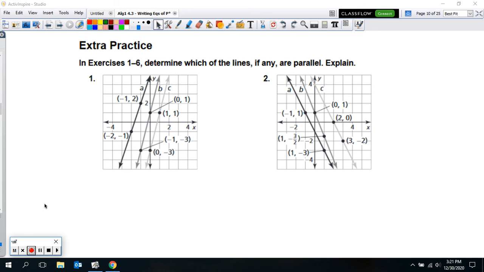Okay, so we start on the top of page 109 looking at this extra practice, just starting with 1 and 2. So these two are going to be like the same thing. I'm going to go ahead and do number 1, and then you can pause the video and try 2 on your own. That's kind of what we're going to do here for this lesson. I'll do one, you'll do another, and then check your answer on that second one. So for 1 through 6, really, it's asking us the same thing: determine which lines, if any, are parallel.